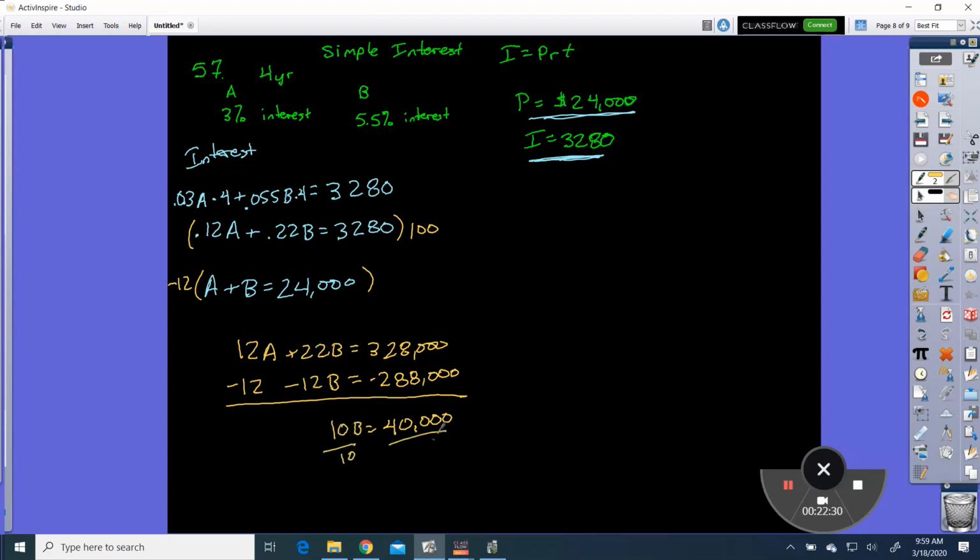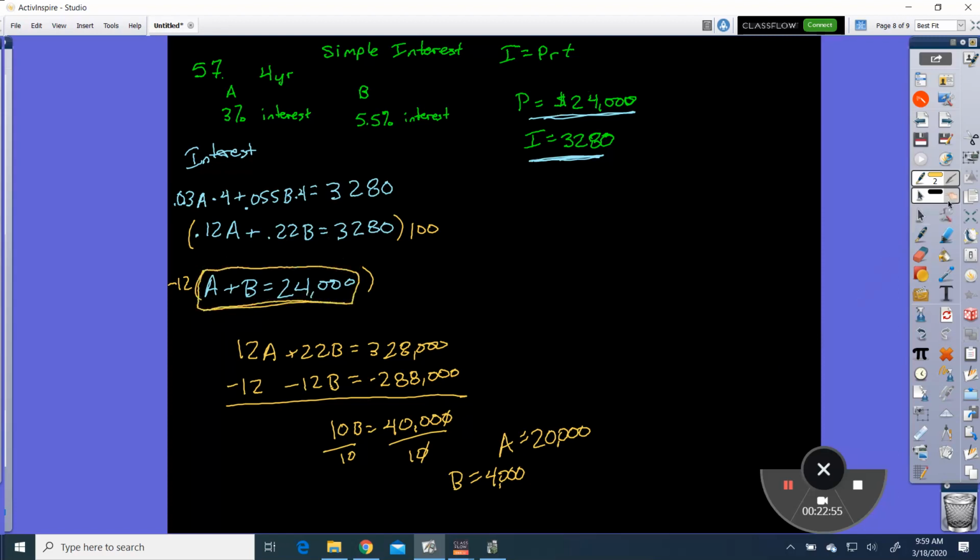So I divide it by 10. So that takes care of a 0 off of each of them. So I know that B equals 4,000, which means that A has to be 20,000 because the total amount of principal is 24,000. So if the one's 4,000, the other has to be 20,000 to make up 24,000. That's this part right here, this A plus B equals 24,000.